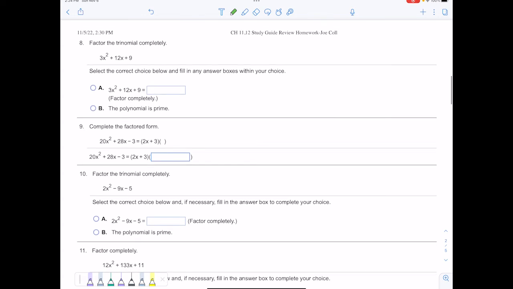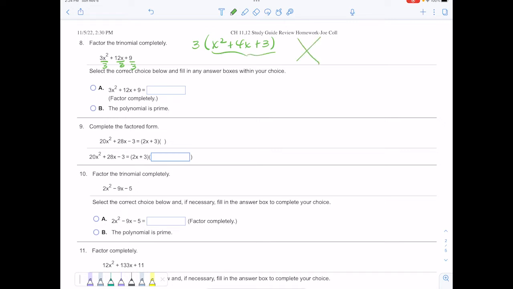In number 8, again, first thing I want to do is look for a greatest common factor. And there is one. 3 goes into 3, 12, and 9. So the first thing I'm going to do is factor out a 3. And to get the leftovers, you're just dividing. 3 divided by 3 is x squared. 12 divided by 3 is 4x. And 9 divided by 3 is 3. So now you're going to try to factor this.